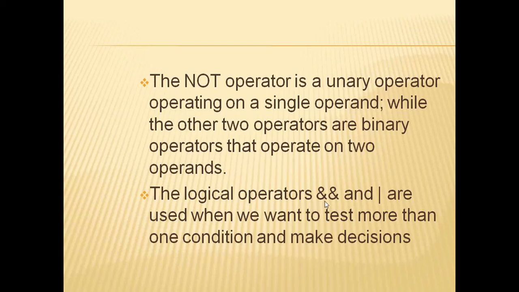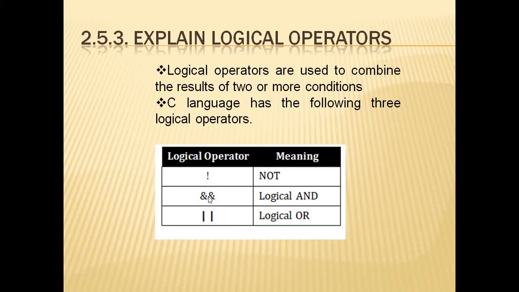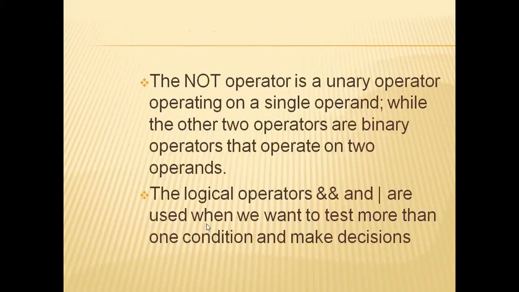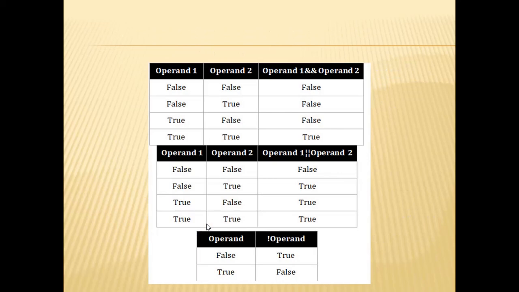The logical operators AND and OR are used when we want to test more than one condition and make a decision. Whenever we want to test more than one condition, only in that case do we use the logical AND and logical OR operators. So this is logical AND, this is logical OR, and this is NOT.